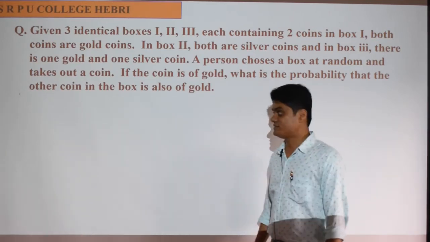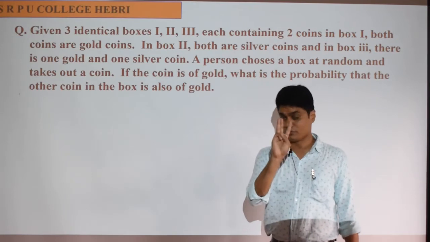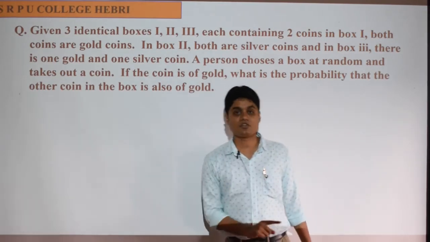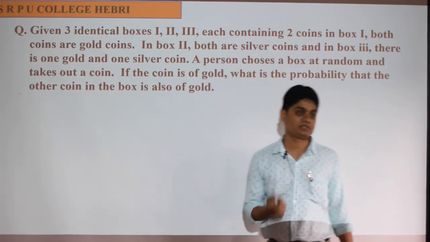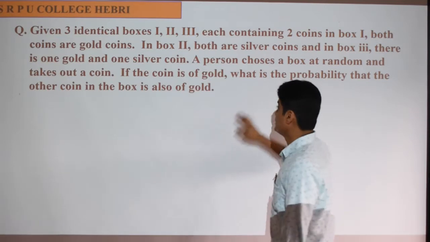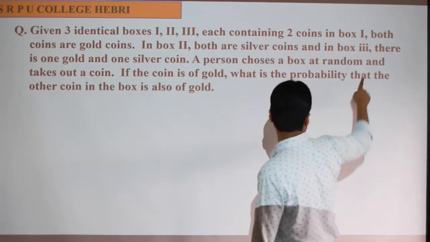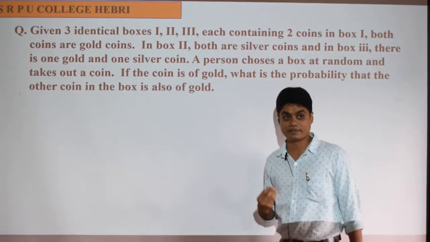So what are the events? I hope the question is understood. Remember it correctly, the question will not come on the next slide. Three boxes, each box contains 2 coins. The first box contains both gold coins, the second box contains both silver coins, and the third box contains 1 silver and 1 gold coin. A person selects 1 coin at random and takes it out, and it is noted as gold. The selected coin is gold.